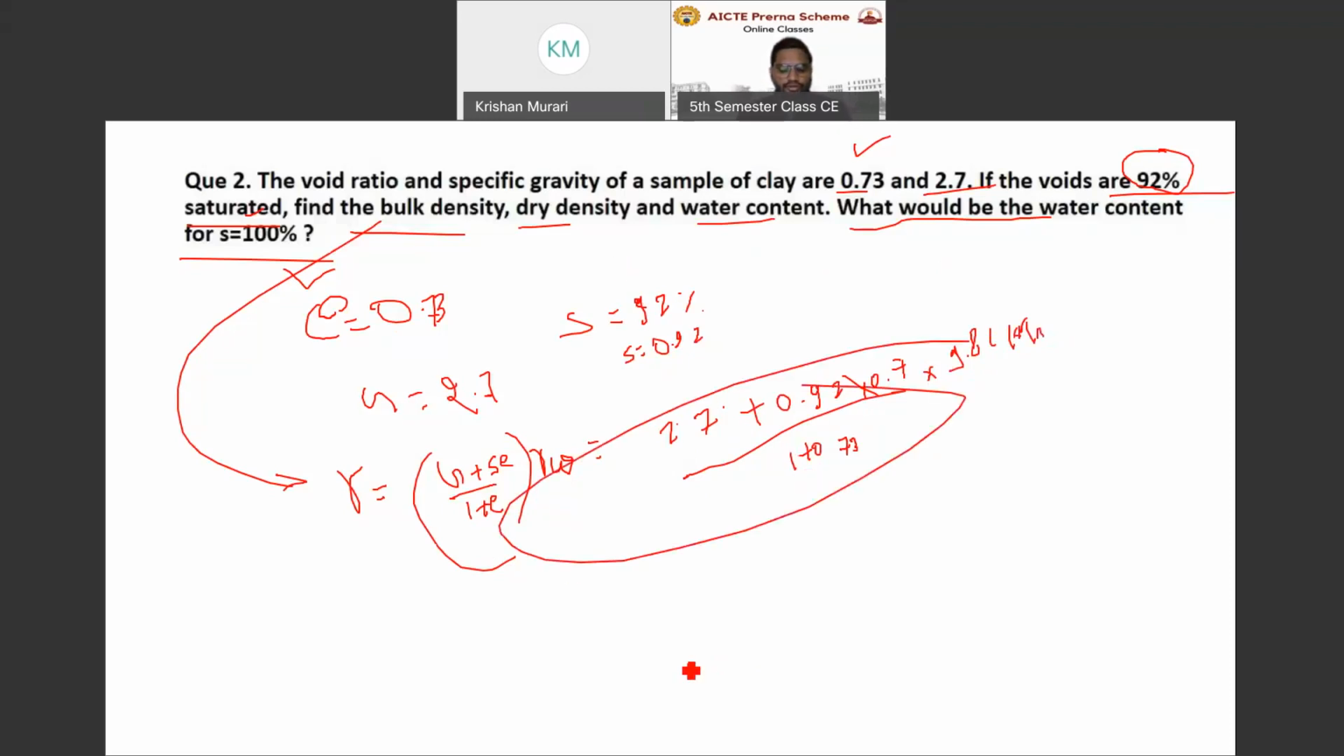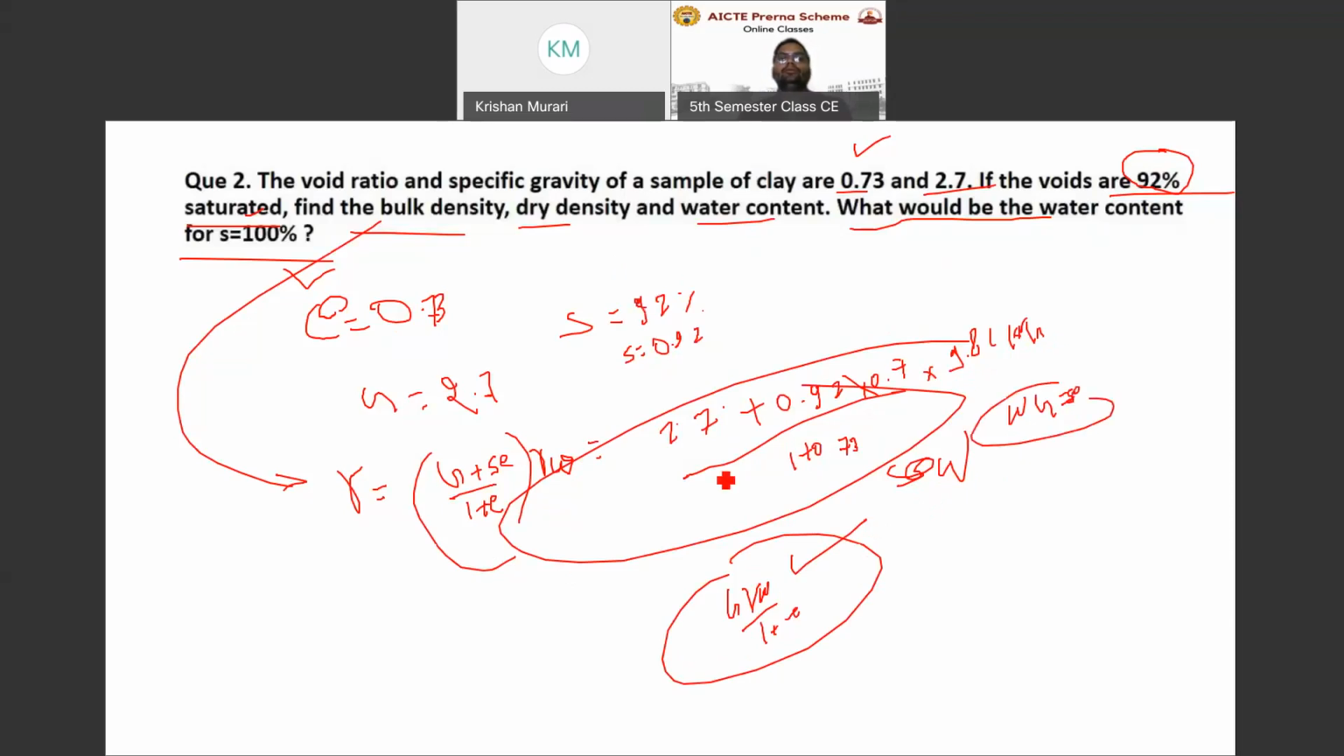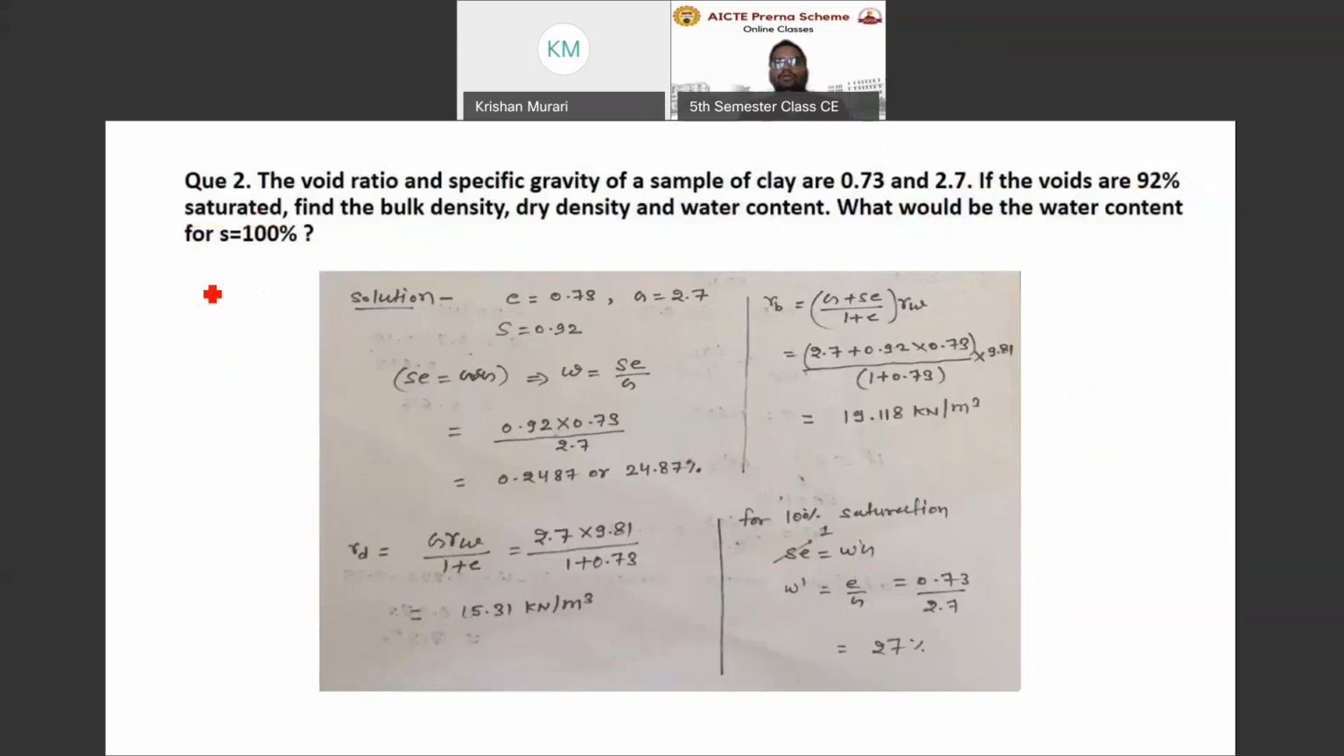Next is dry density. What's the dry density? Dry density is G gamma W upon 1 plus e. You can put all the values here. Next is water content. What is the water content? Water content is W. We have a formula: wG equals Se. And what is the water content if the saturation condition is 100%? So you have to solve it, and firstly I will discuss it here.